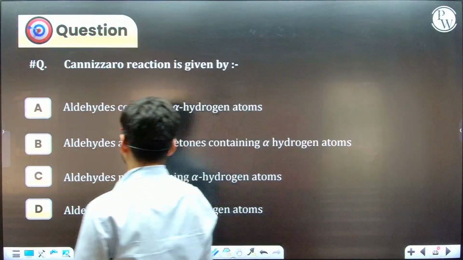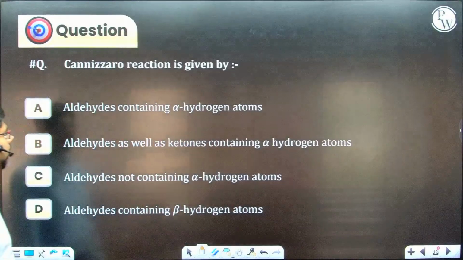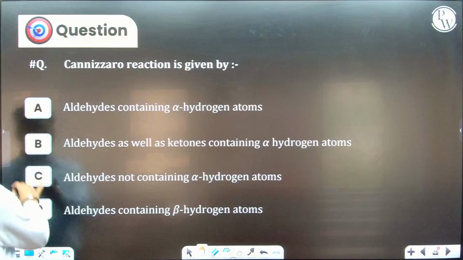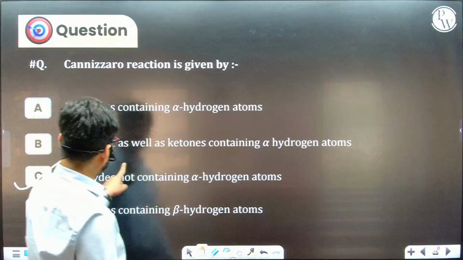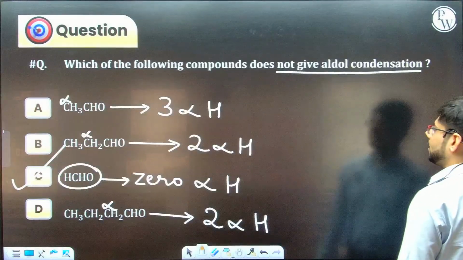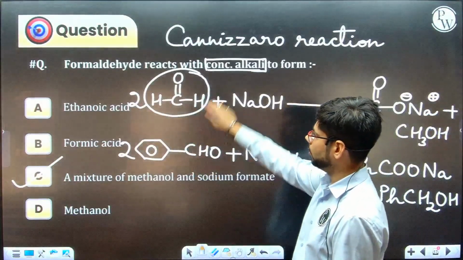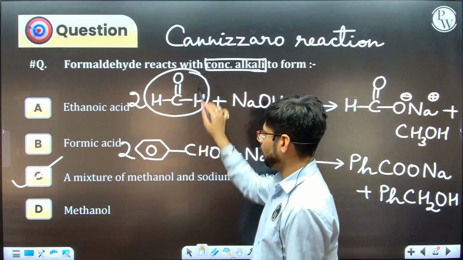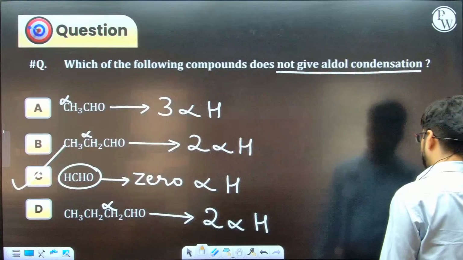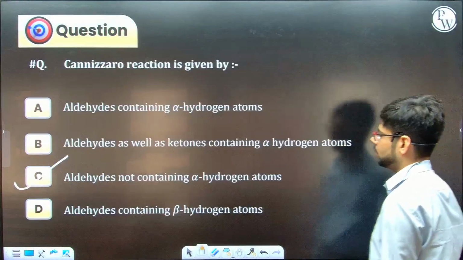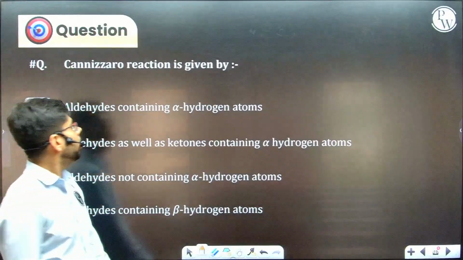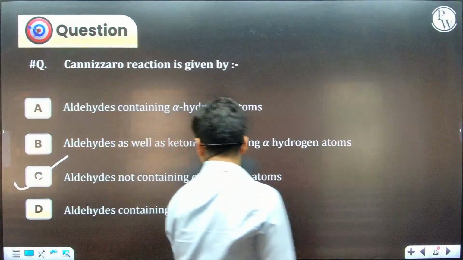Cannizzaro reaction is given by aldehydes containing 0 alpha hydrogens. So C option, that is aldehydes not containing alpha hydrogen atoms. We have already discussed examples of Cannizzaro reaction. These were the most common examples. This is methanal or formaldehyde and this is benzaldehyde. Right? Okay. So C is the correct answer.